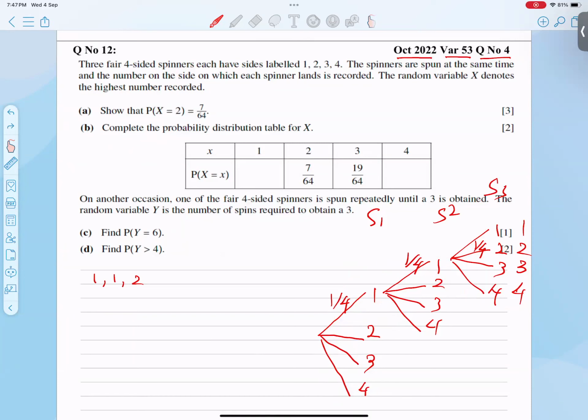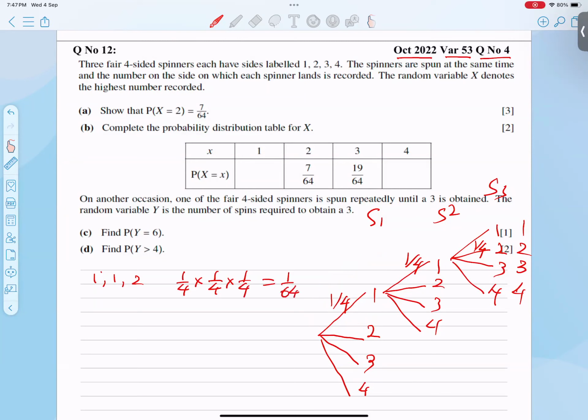So all branches I will fill with 1 by 4. For example, I have 1, 1, 2. This is not the only way. One result I can show you: spinner 1 lands on 1, spinner 2 lands on 1, and spinner 3 lands on 2. So I have one combination here. What is the probability for this? It is naturally 1 by 4, 1 by 4, 1 by 4. So this branch gives 1 by 4 times 1 by 4 times 1 by 4, and the final answer is 1 by 64.